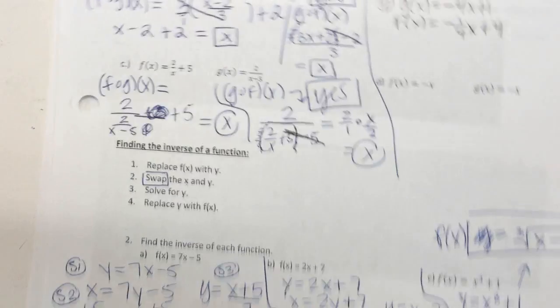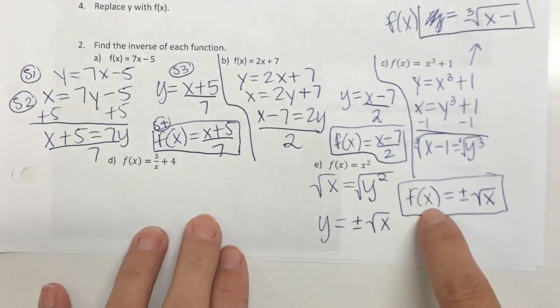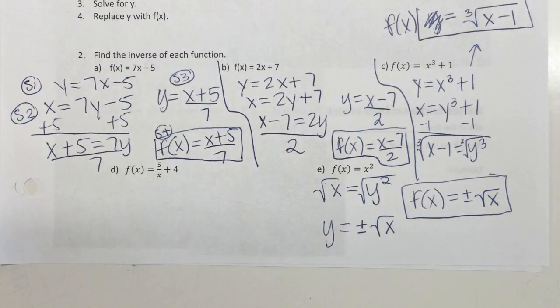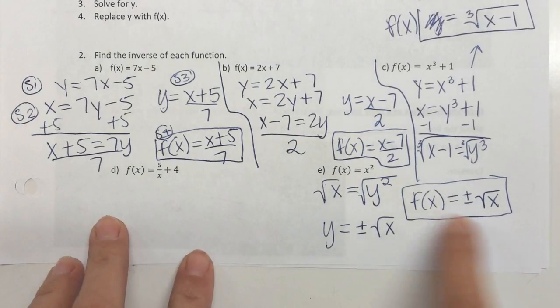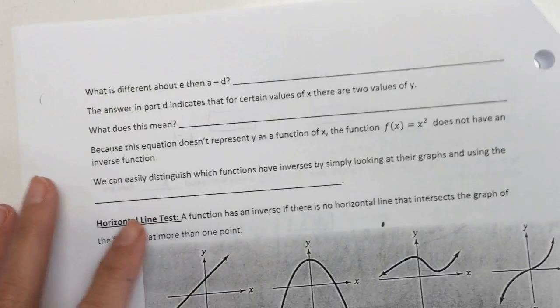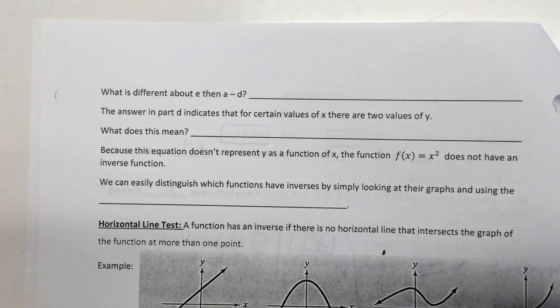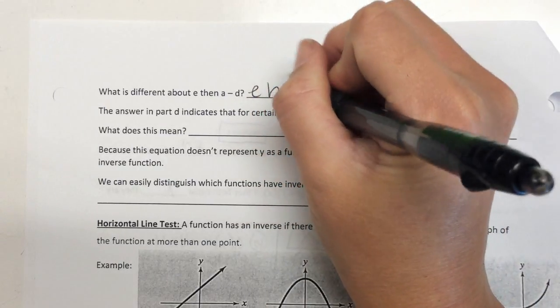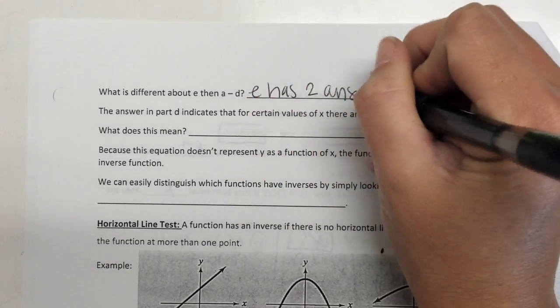Alright, now flip over your packet. What is different about E? What's different about this one than all the rest of them, as far as your answers go? What's different about this one than all the other answers? The plus or minus. Very good. It's plus or minus, so that means E has how many answers? Plus, minus, that is 2 answers. So E has 2 answers for Y.